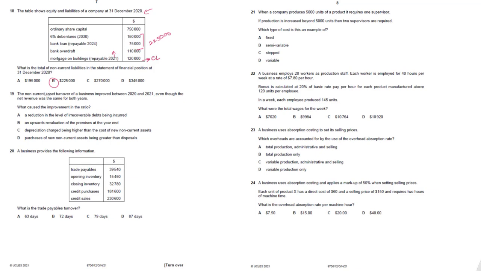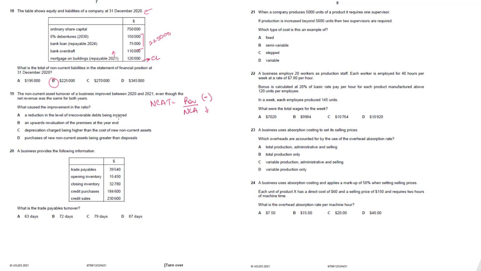So 18B. The non-current asset turnover of a business improved between 2020 and 2021, even though the net revenue was the same for both the years. Okay, let's write down the formula for non-current asset turnover: revenue upon non-current assets. They are telling you that the revenue in both the years was the same. Now, what caused the improvement in the ratio? See, the only way this ratio can improve if revenue is the same, is if the non-current assets go down in value.